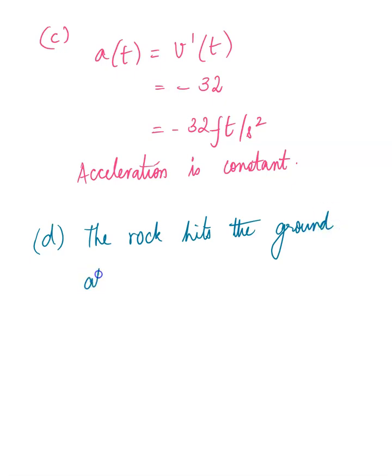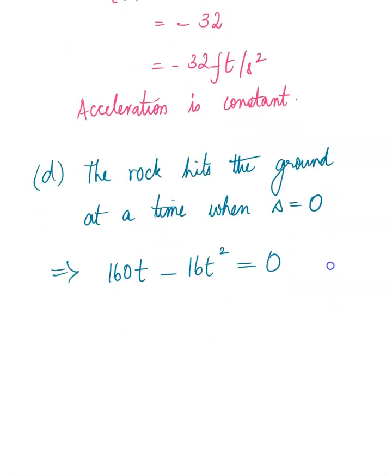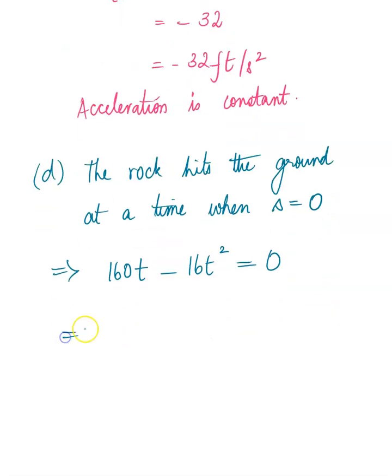at a time when S is 0. That makes perfect sense. So this implies your S, which is 160t minus 16t squared, is set to 0. Now if we can find the t, that will help us to locate the time when the height is 0.